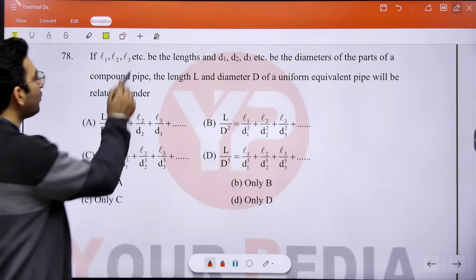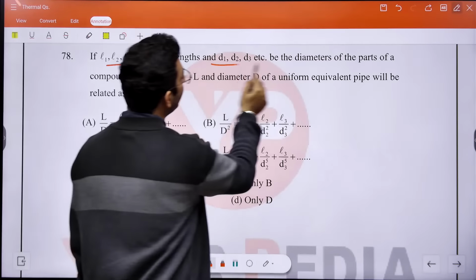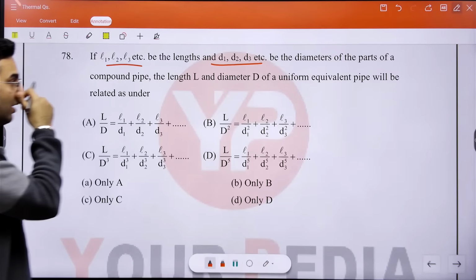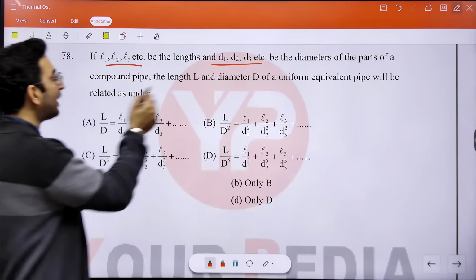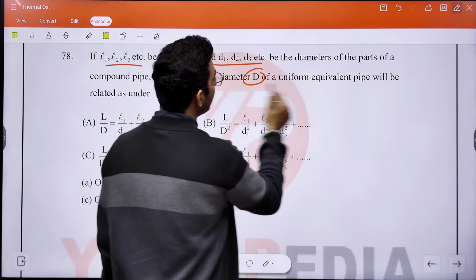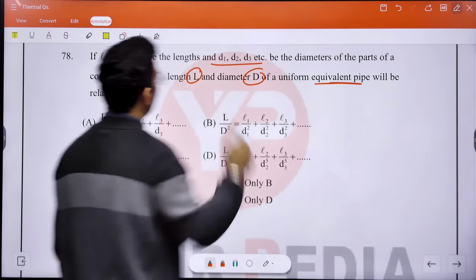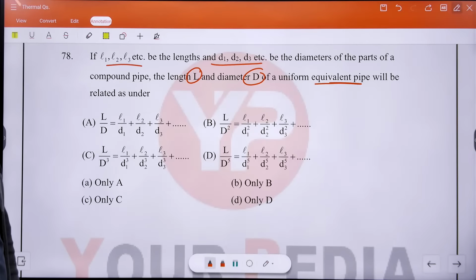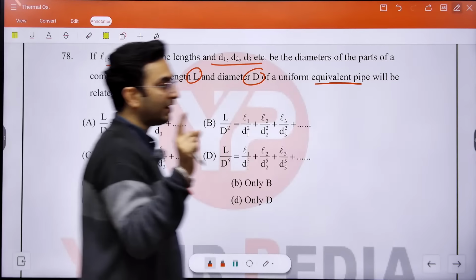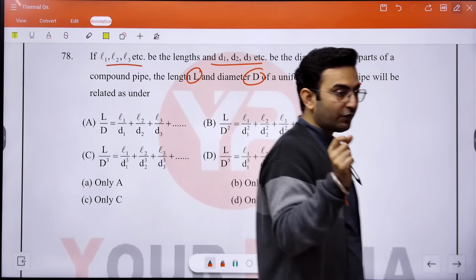Next, if L1, L2, L3 etc. are the lengths, D1, D2, D3 etc. are the diameters, and capital L and capital D are the dimensions of an equivalent pipe, what are the required conditions then? Remember, what is the meaning of an equivalent pipe?